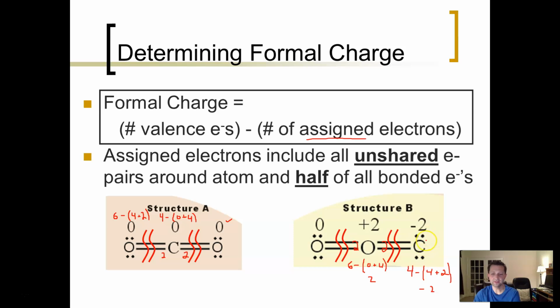It should have 4 valence electrons. It really has 6. 1, 2, 3, 4 from the lone pairs, and 1 from this part of the double bond, and 1 from this part.